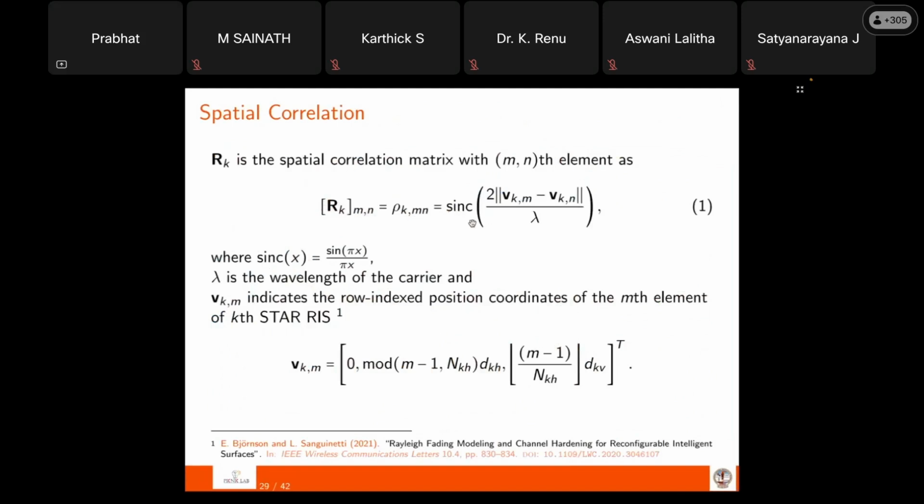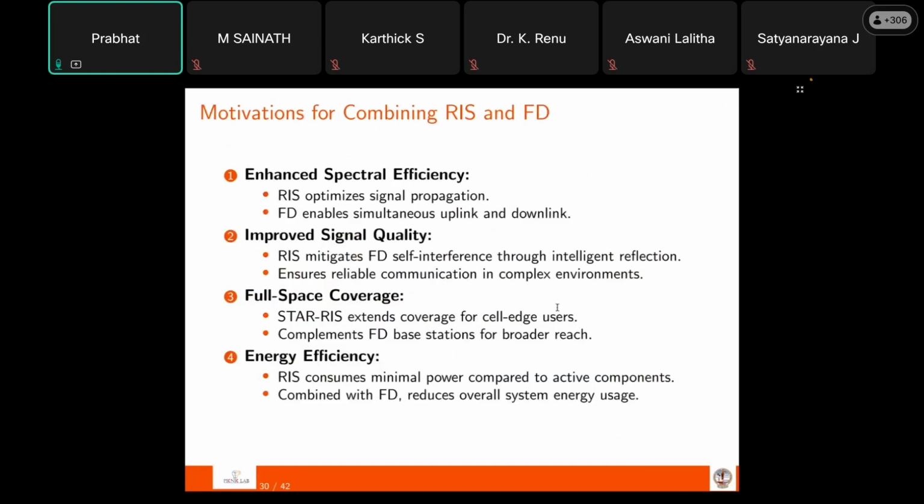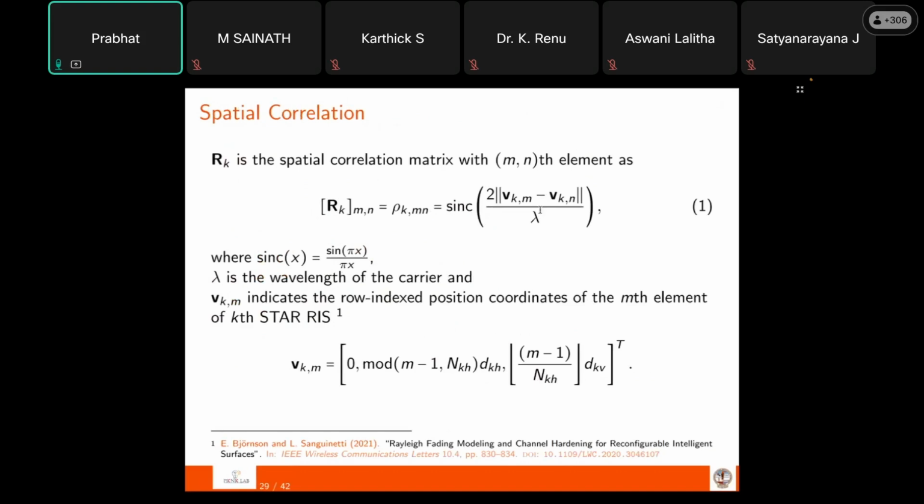That spatial correlation can be modeled with a sinc function. Between the mth and nth element, you can find the correlation coefficient. A lot of these expressions are available in the literature. Basically this correlation depends on the wavelength of the carrier and of course the spacing and size of the elements. So this is one of the critical challenges in RIS assisted systems, because the element size is very small compared to the wavelength of the incoming signal, and it plays a role in the final performance at the receiver of this RIS assisted communication system.